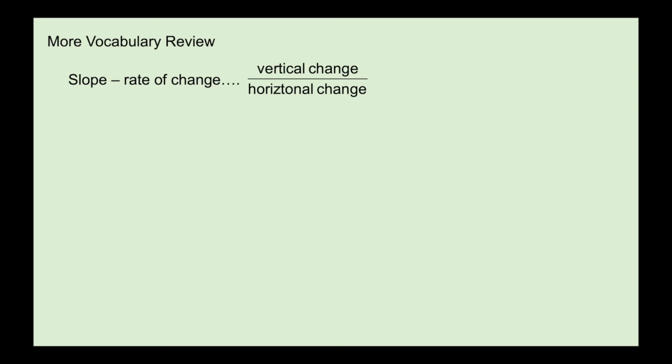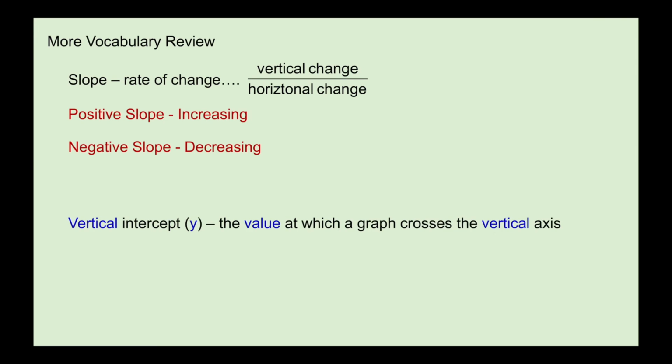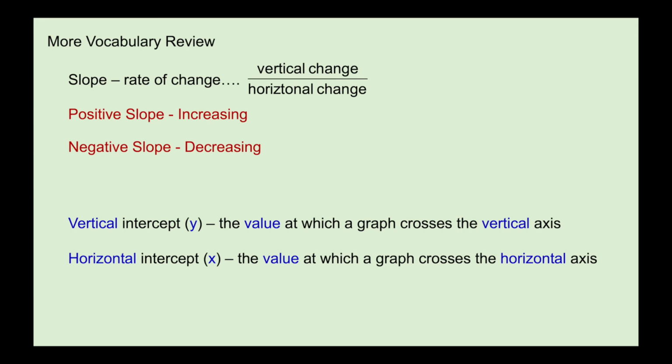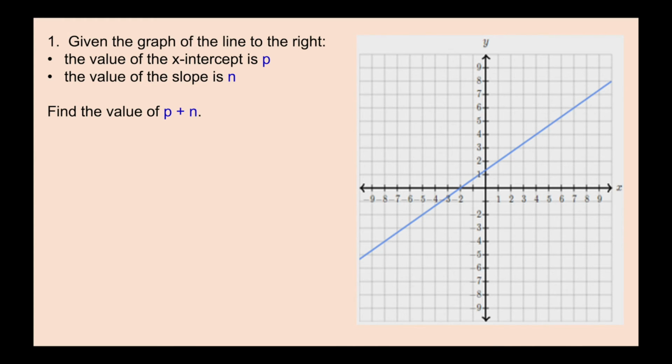We should also remember that the slope is equal to the rate of change, which is the vertical change over the horizontal change. A positive slope is when the graph is increasing from left to right, and a negative slope is when it's decreasing from left to right. The vertical intercept is the value at which the graph crosses the vertical axis, and that is a y value. The horizontal intercept is the value at which a graph crosses the horizontal axis, and that is an x value.